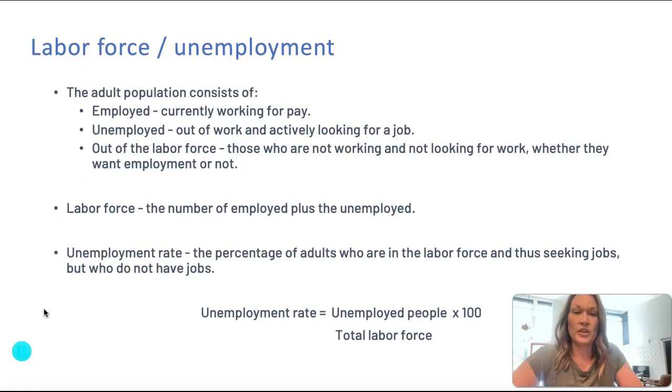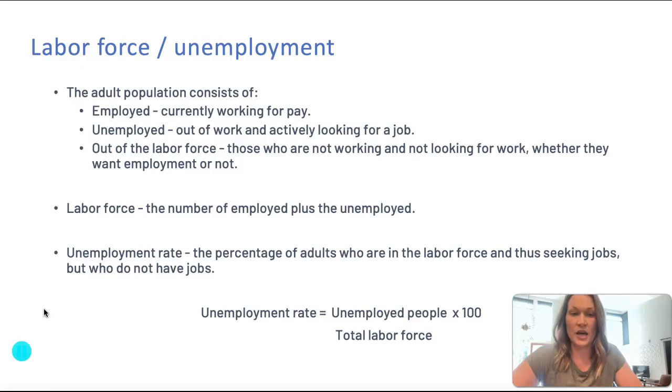So that adult population is then broken down into a few other segments. So there are the employed folks who are currently working, unemployed, which are those who are out of work but actively looking for a job, and those who are called discouraged workers or out of the labor force, those who are not working and not looking for work, whether they want employment or not. So those people are actually not even counted in the labor force.